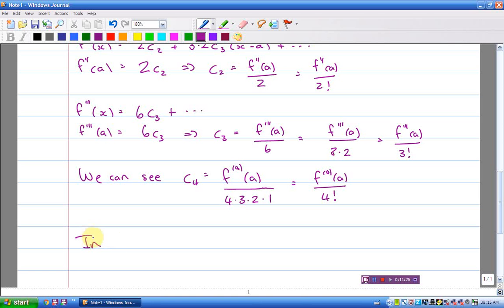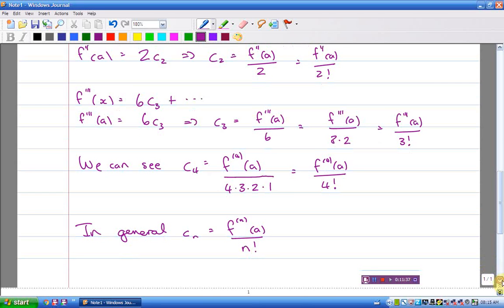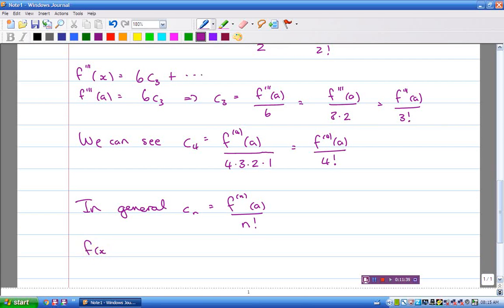In general, the nth constant is the nth derivative evaluated at a over n factorial, and our polynomial expansion is f of x is approximately equal to the sum of all such terms, from n goes from 0 to infinity of the nth derivative at a over n factorial times x minus a to the n. Let's just think about the n equals 0 case.